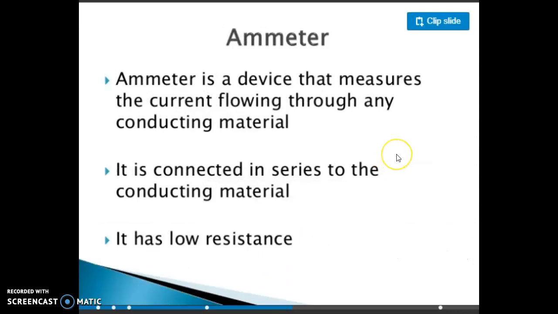Next is ammeter. Ammeter is a device that measures the current flowing through any conducting material. So for voltage or potential we use a voltmeter, and for current we use ammeter. Voltmeter is connected in parallel, ammeter is connected in series. As we know, in parallel potential remains same, so voltmeter is used in parallel. Ammeter is always used in series. It has very low resistance, so more and more current can be measured accurately.